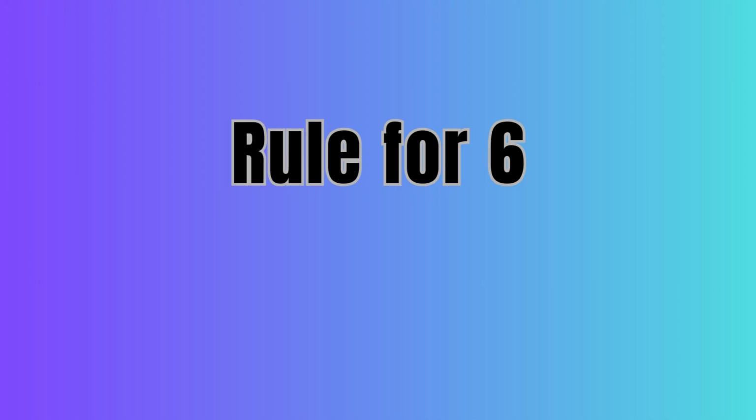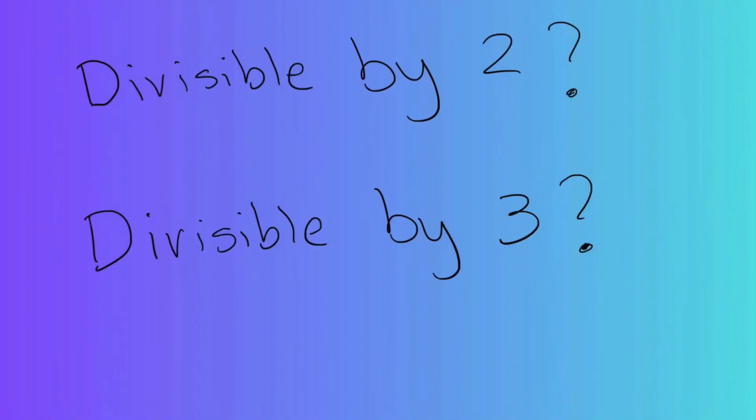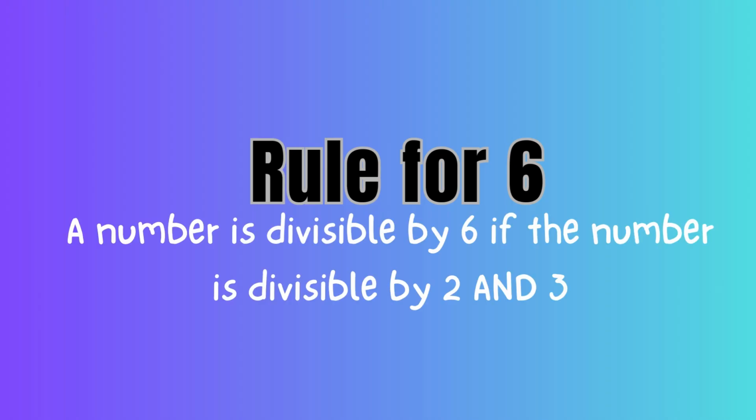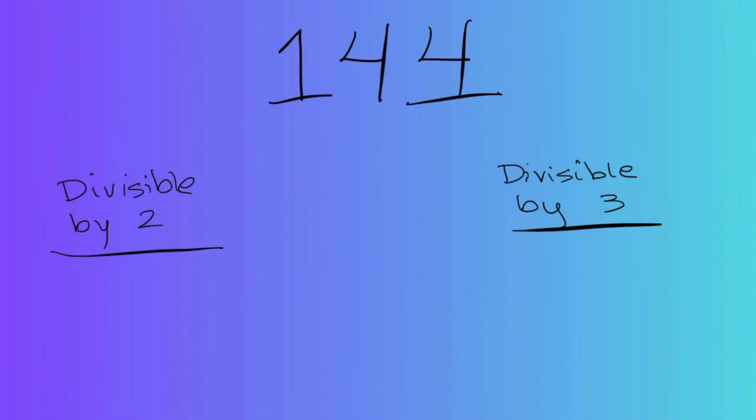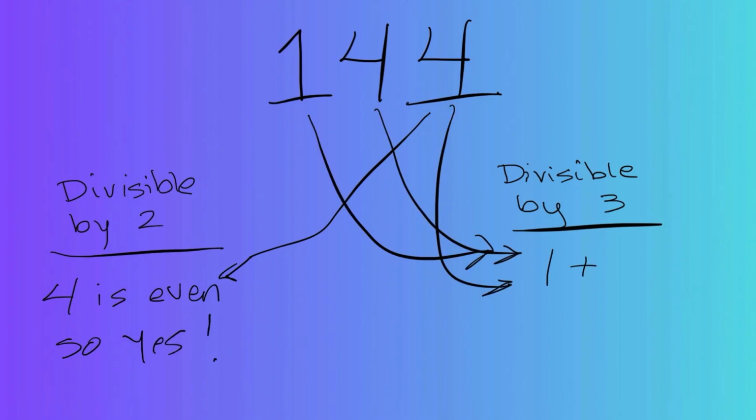Divisibility by 6. A number is divisible by 6 if it's divisible by both 2 and 3. Why? Because 6 equals 2 times 3, and 2 and 3 are both prime numbers. So for a number to be divisible by 6, it must have both 2 and 3 as factors. This means the number must be even, divisible by 2, and the sum of its digits must be divisible by 3. For example, 144 is divisible by 6 because it's even, and 1 plus 4 plus 4 equals 9, which is divisible by 3.